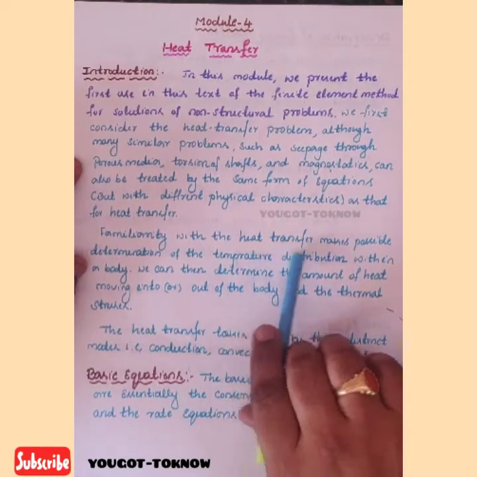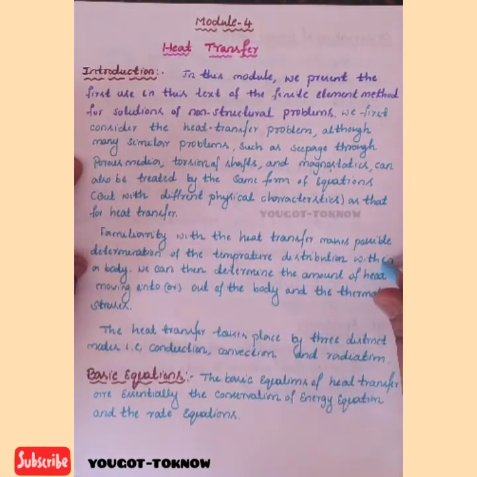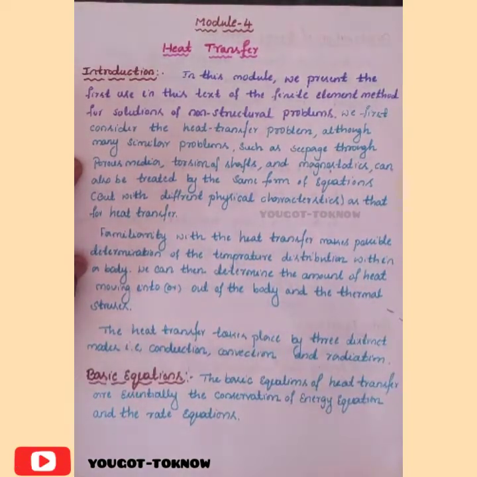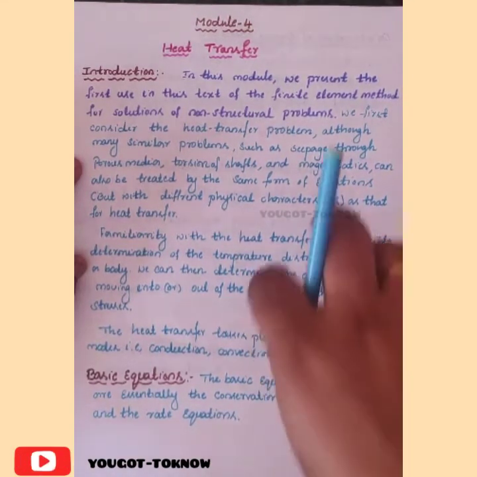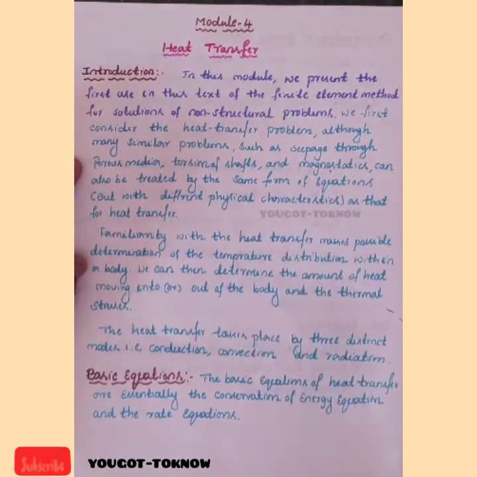Then familiarity with heat transfer makes possible determination of temperature distribution within a body. What is the field variable here? The major field variable we are going to discuss in this module will be temperature. Whenever you discuss heat transfer, there are two things: one is mass transfer, one is heat transfer. But the basic idea in this module is to concentrate more on temperature. That is, in heat transfer, temperature is the variable we are going to discuss.